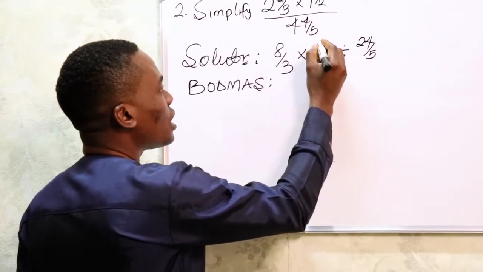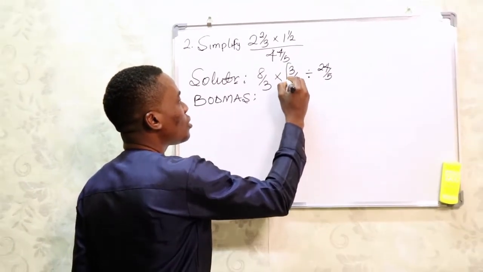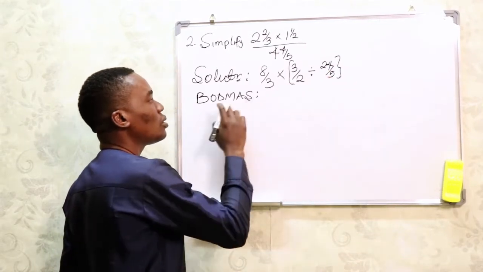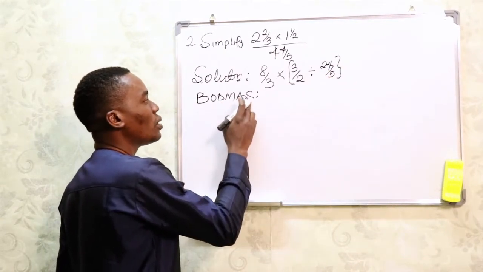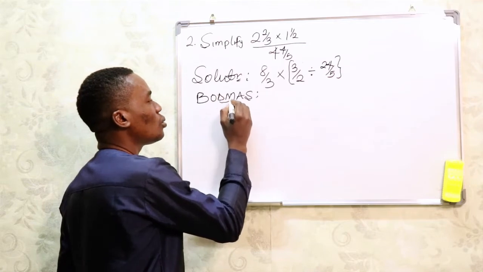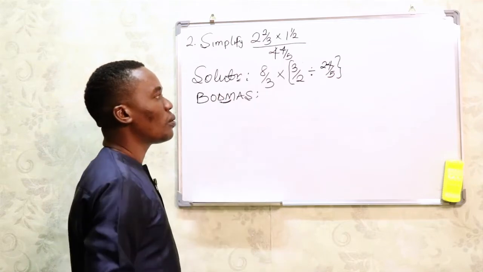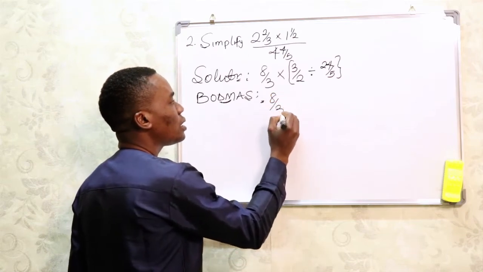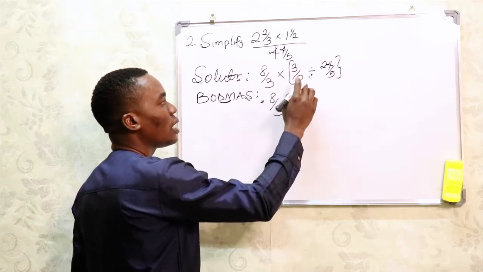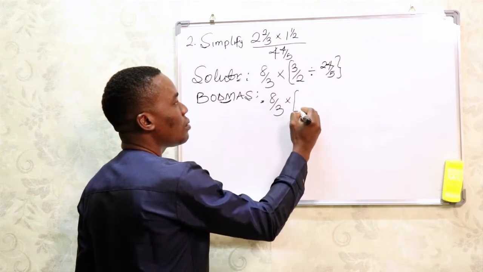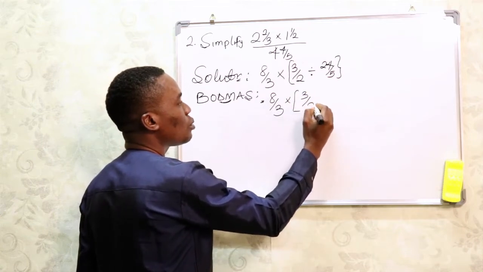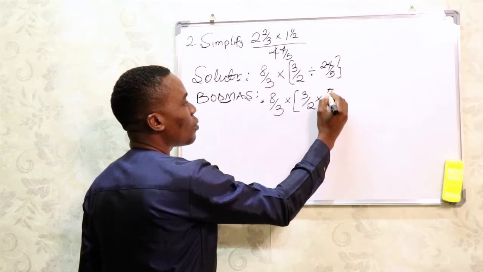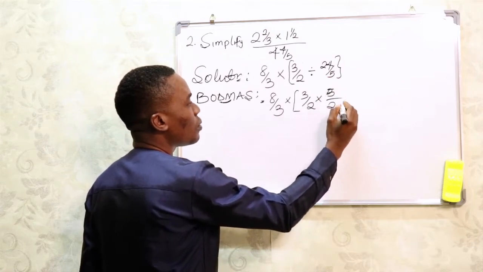Now let's apply that here. Now we are going to take this off. This is going to be a bracket because we are going to carry out the division before the multiplication. So you see these two rows, division must be done before multiplication. Now let's go. We will have 8 divided by 3 multiplied by 3 divided by 2 multiplied by 25 over 24.